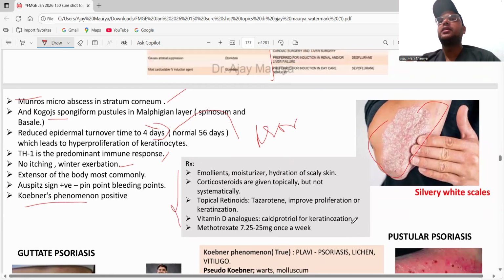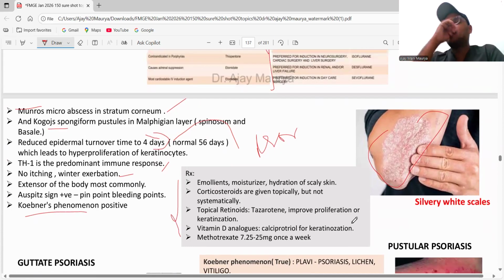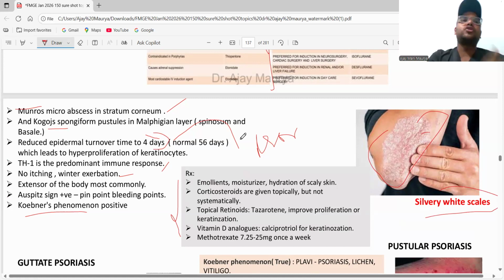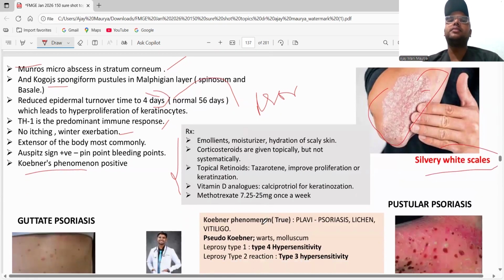Remember a simple question they are going to ask. Either they are going to give this image and ask what is this, with the silvery white scales. It means they are asking about psoriasis, or the epidermal turnover time, Munro's abscess, Kogoj's spongiform pustules, Auspitz sign positive, and Koebner phenomenon. And the treatment is methotrexate, we have to give that one.